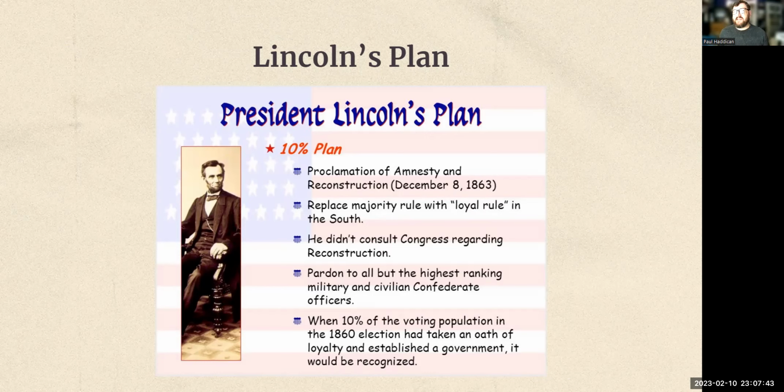So this is Lincoln's plan. He announces it. Some states start working towards this. Louisiana is the first one. Louisiana is actually fully brought back into the Union under this. We have our established government. We have our loyalty oaths, and we're brought back into the Union under this plan.